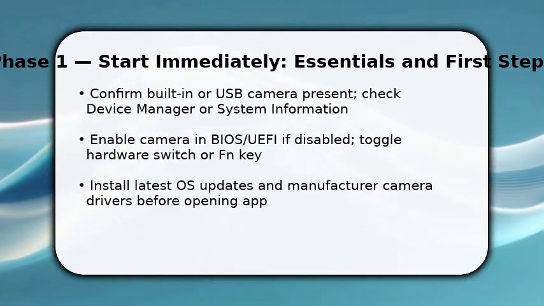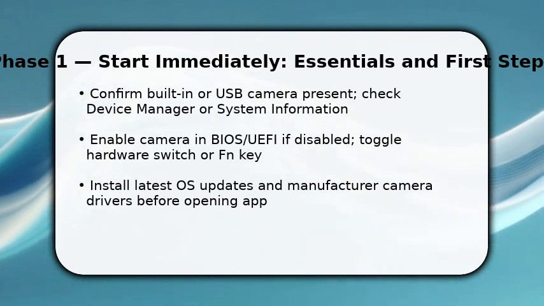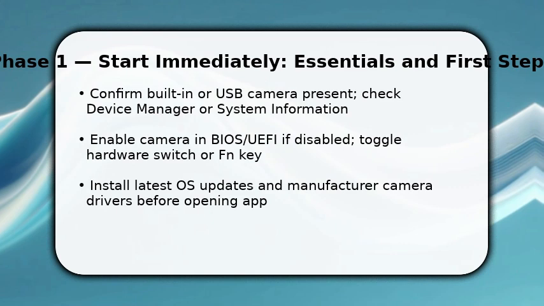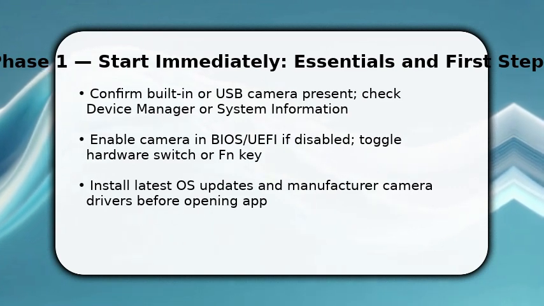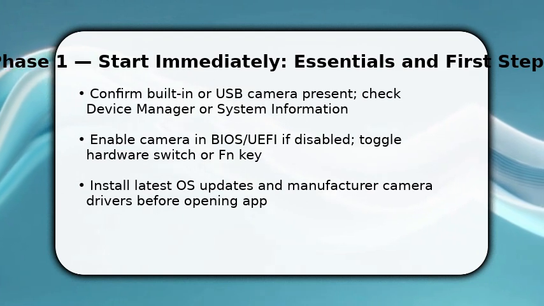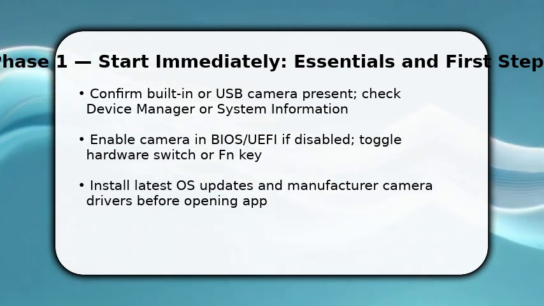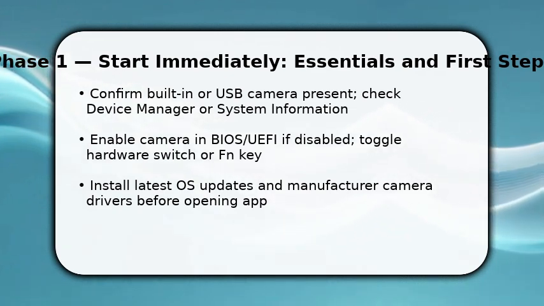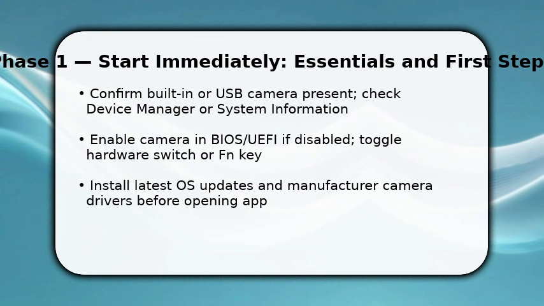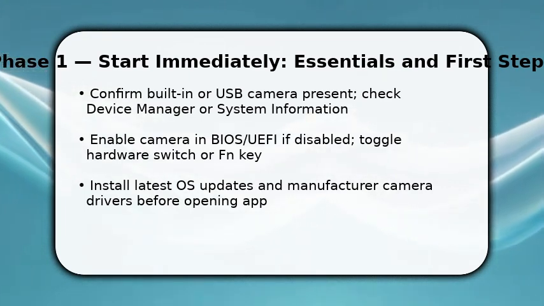You'll start by verifying the hardware and unlocking access. First, confirm the internal or USB camera appears in Device Manager. This proves physical detection. Next, reboot into BIOS or UEFI and make sure the camera is enabled, or flip any laptop privacy switch. This often blocks software access. Once done, install pending OS updates and the vendor's camera driver so the system has the correct interface. These steps remove common blocks.